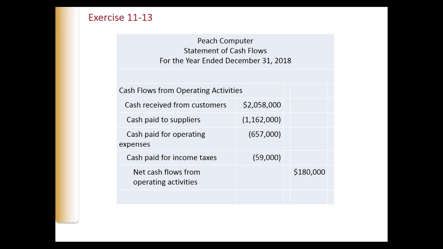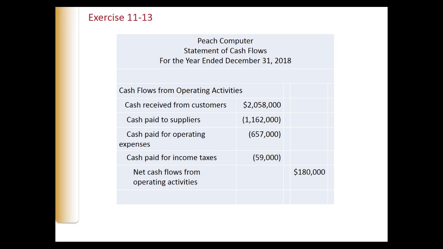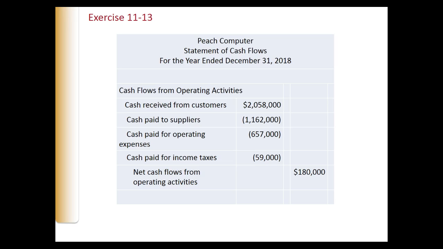So, to calculate this statement of cash flows, we're going to show the cash received from customers of the $2,058. We're going to show minus the cash paid to suppliers of the $1,162,000. And that gives us our cash paid for operating expenses.